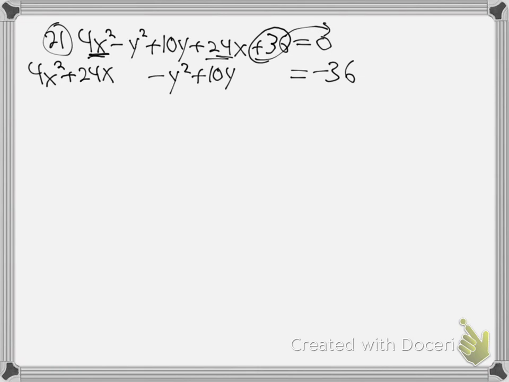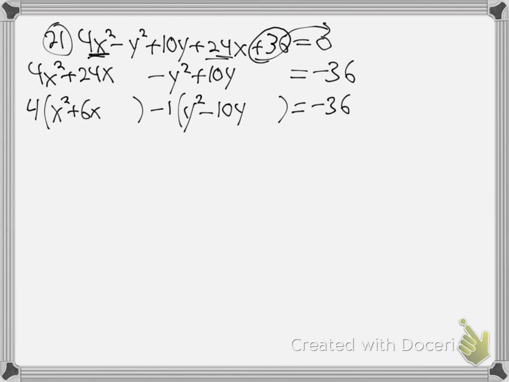Factor out, right? Any number in front of x squared or in front of y squared, factor it out. So factor out the 4 here, plus 30 squared. And for the y squared, factor out the negative 1. We doing well? Equals negative 25. Now we've got to find the completing numbers.